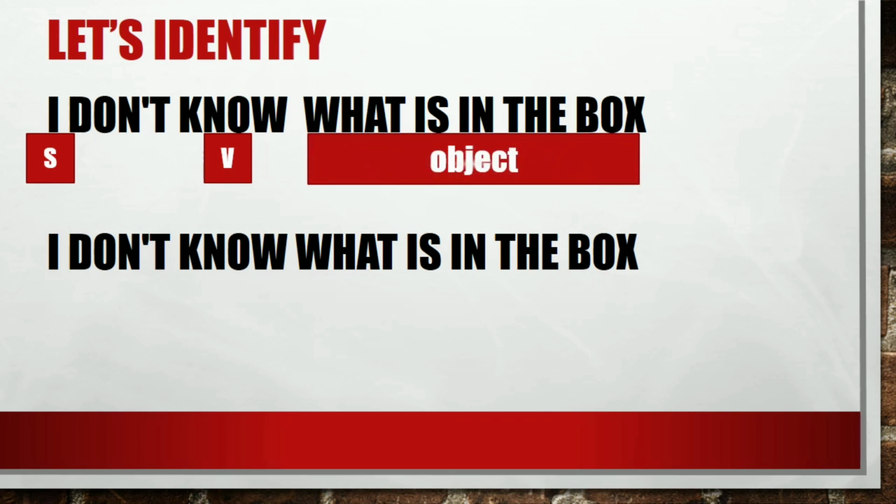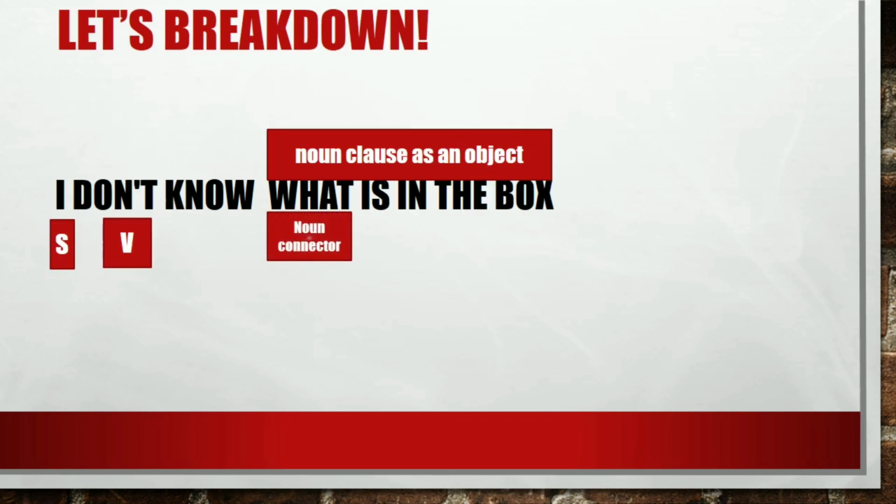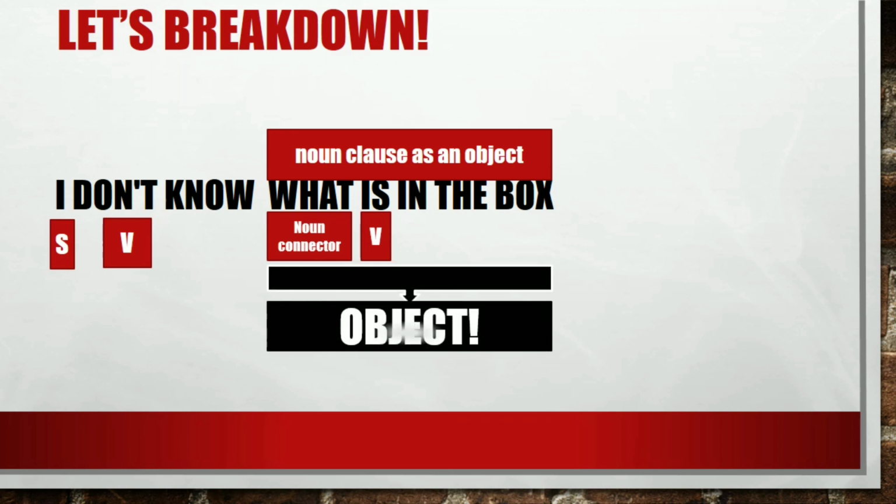As what I said, if you find sebuah noun connector, kayak di kalimat ini, what, diikuti oleh subjek atau verb atau kedua-duanya atau langsung verb, dan berada di posisi objek kalimat, like this sentence, ada connector what, diikuti langsung dengan verb is, coba analyze deeper. It is possibly a noun clause. So, what is in the box is a noun clause as an object.